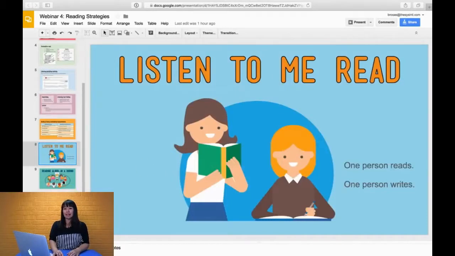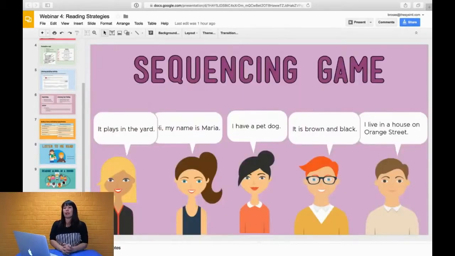A sequencing game. When we do the sequencing game, the reason for this is because many readings, like for example stories or narratives, have a sequence, have a flow. We also have fact-based readings that also have a sequence. So the idea is students need to be able to put the facts in an order. So you can give the students facts.